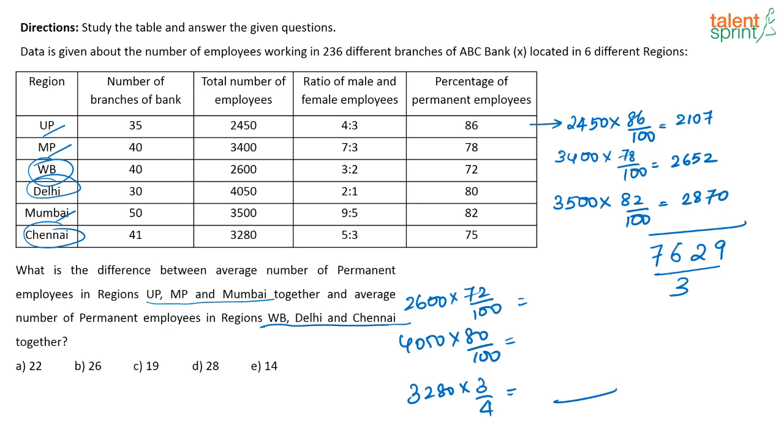So Vidya has given me the answer for this. I'll just give you the answers. You can check out whether it is correct. This you should get as 7572, and so this will be 7572 divided by 3. The required difference will be 19. The answer that you are looking for is 19, option C.